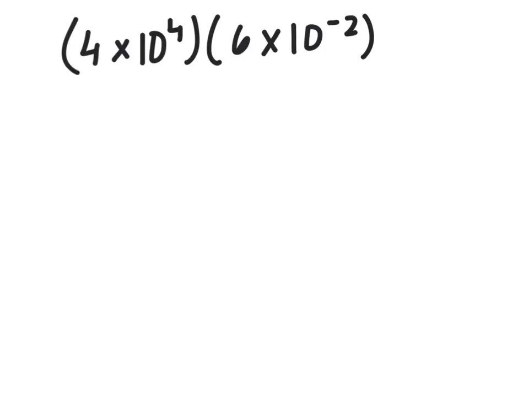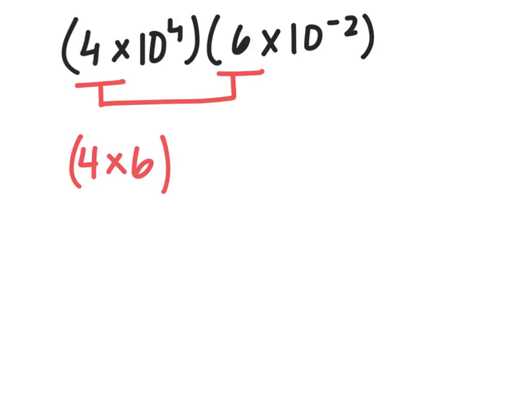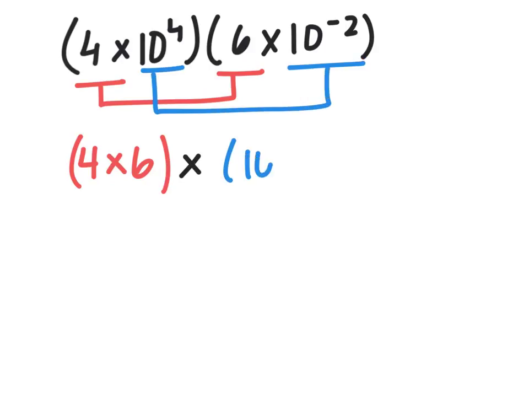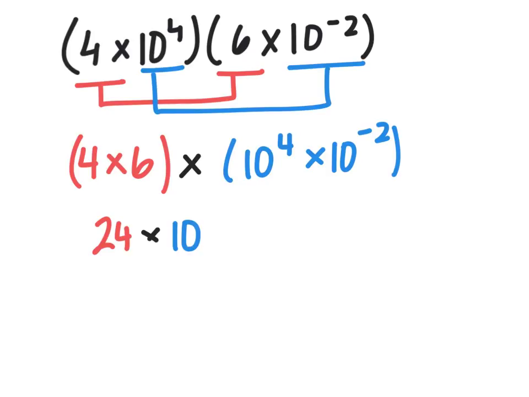Looking at another example, we have 4 times 10 to the 4th power times 6 times 10 to the negative 2nd power. Just as with the previous example, we'll go ahead and regroup the leading numbers, 4 and 6, and multiply that by the powers of 10 that we have, 10 to the 4th and 10 to the negative 2nd power. Simplifying, we get 4 times 6 is 24, multiplied by the powers of 10, 10 to the 4 plus negative 2, leaves us with 24 times 10 to the 2nd power.